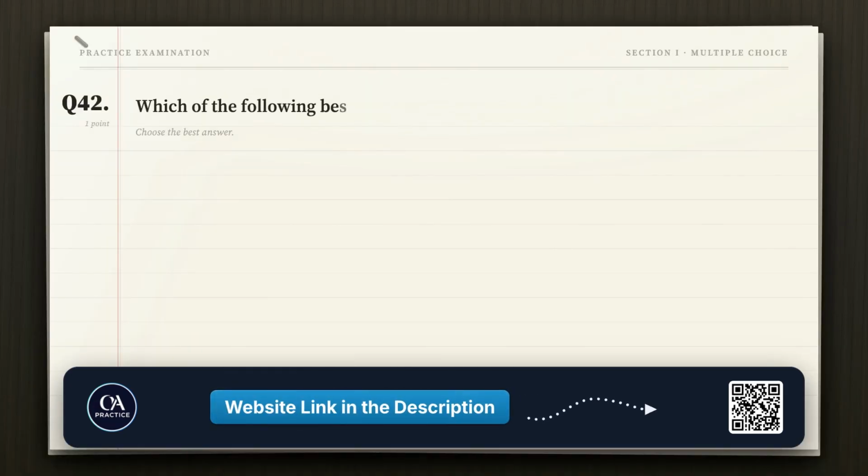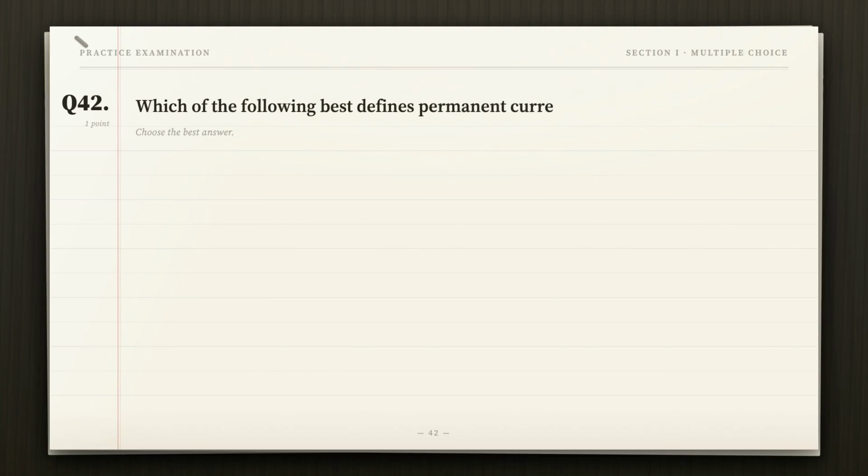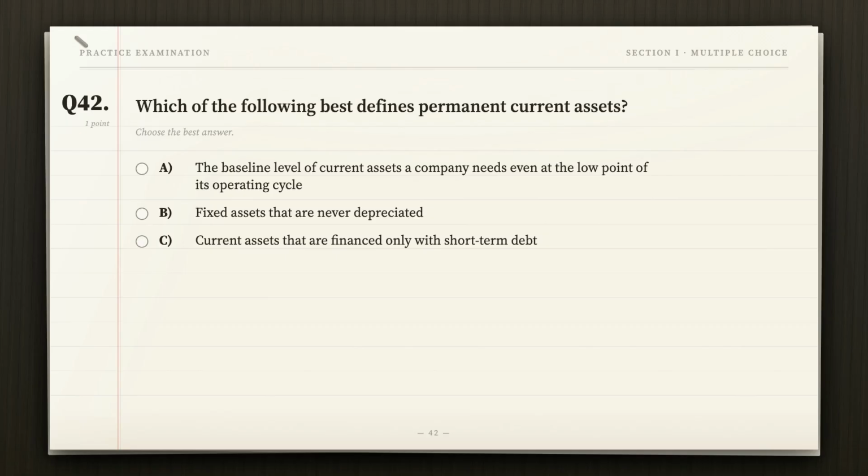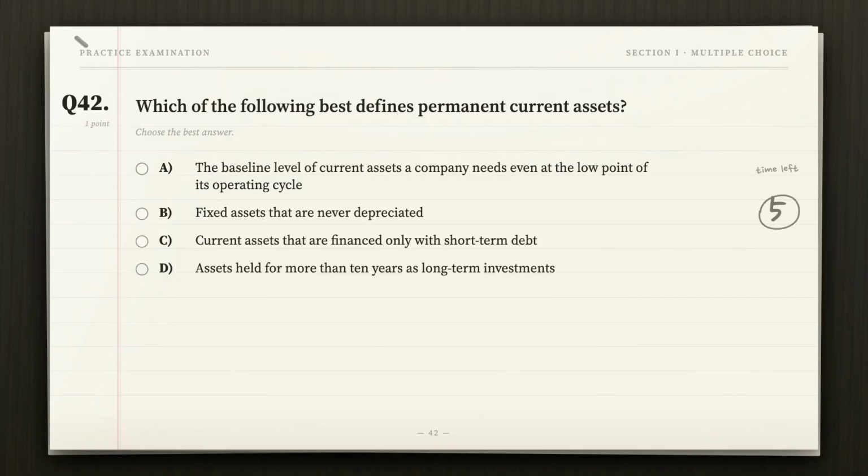Question 42. Which of the following best defines permanent current assets? Your options are: A. The baseline level of current assets a company needs even at the low point of its operating cycle. B. Fixed assets that are never depreciated. C. Current assets that are financed only with short-term debt. D. Assets held for more than 10 years as long-term investments. Take a second. Which answer would you pick?